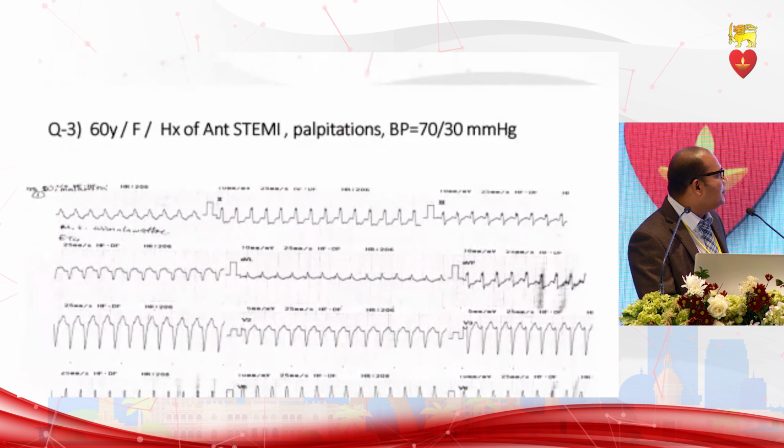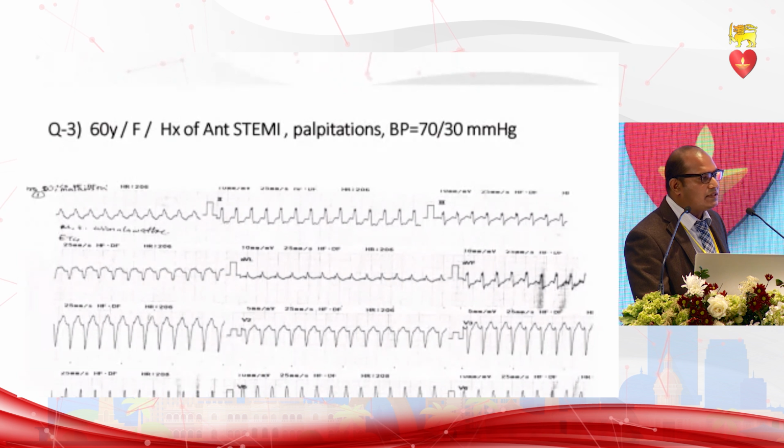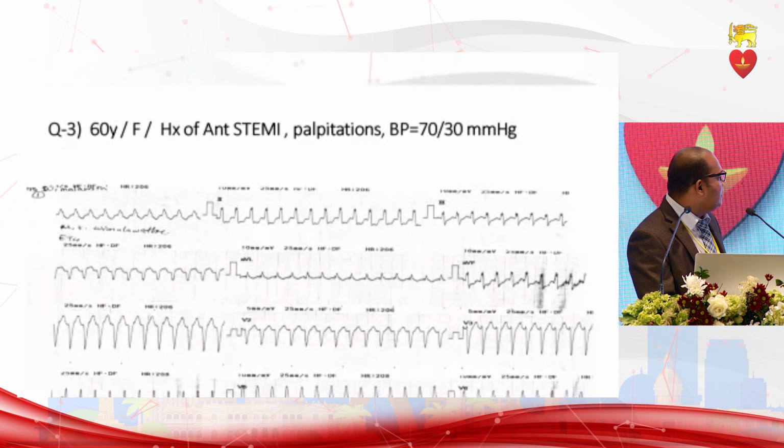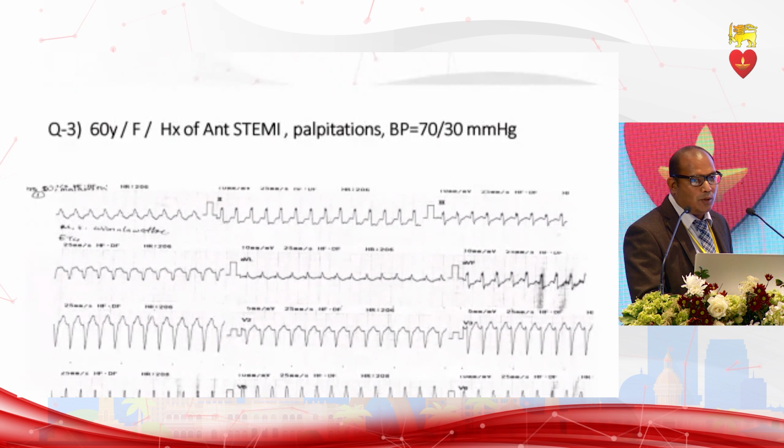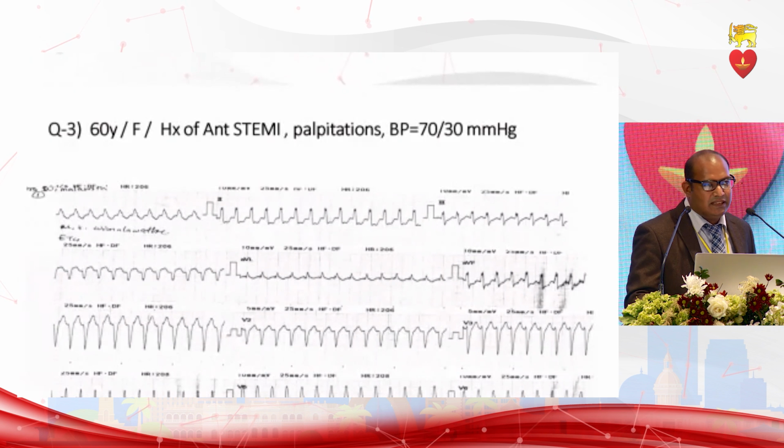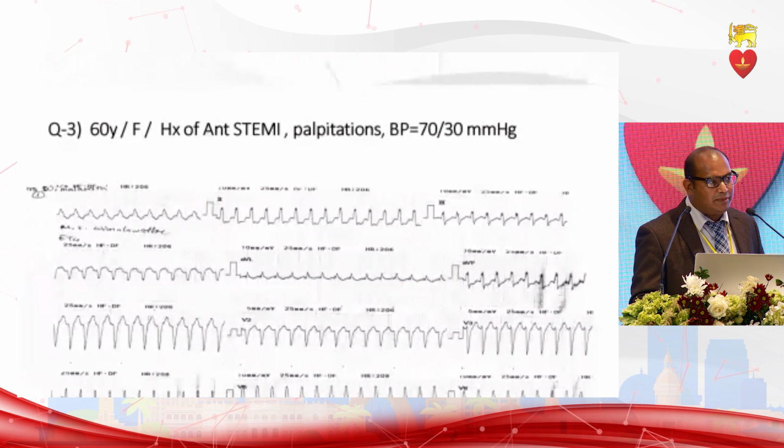And the axis has remained the same. Leads 1, 2, 3 have remained the same. And you don't see any AV dissociation. Actually, if you take trouble to see carefully, there's actually a VA association. So there's a retrograde P wave. So all these three features confirm that it's a supraventricular tachycardia with the pre-existing left bundle branch block aberrancy.